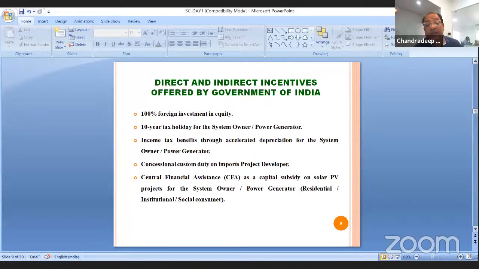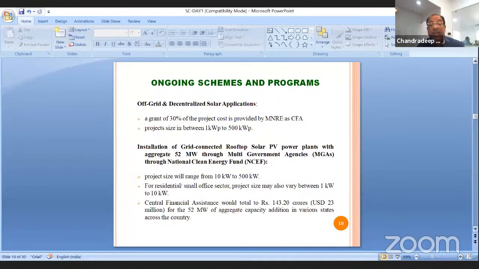I mean, the state government has the renewable energy department. So from the local MEDA, you will get the benefit of 30% as subsidy, and it will be given to you as central financial assistance. And there are some other ongoing schemes and programs. So I will leave this screen with you, so you can study them properly later, whoever is seriously interested in going with solar power.